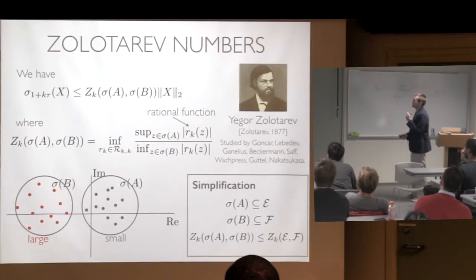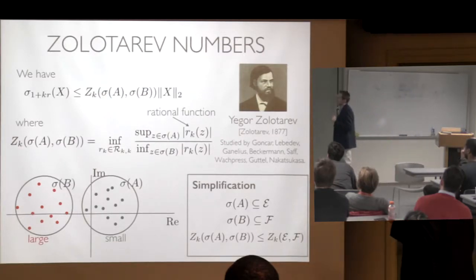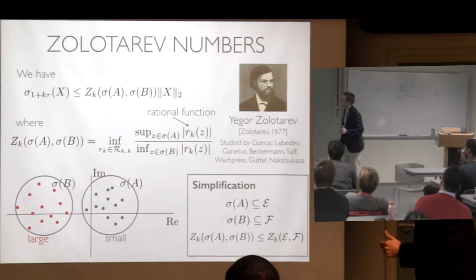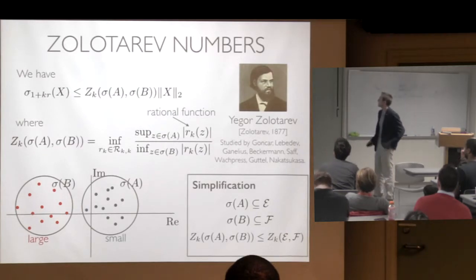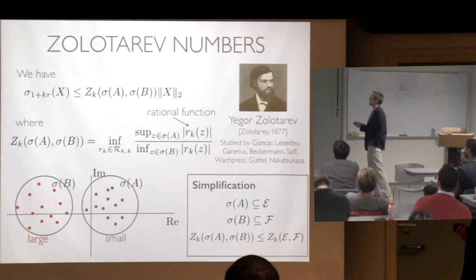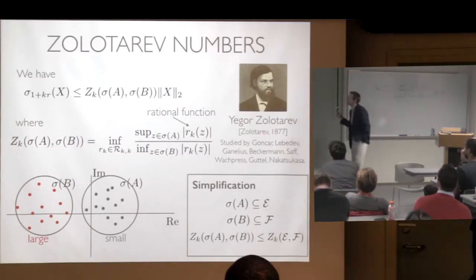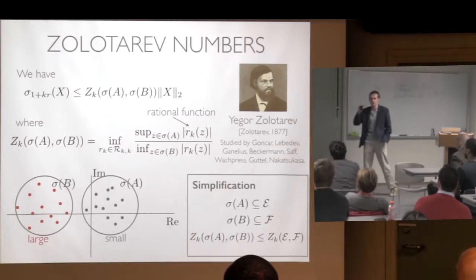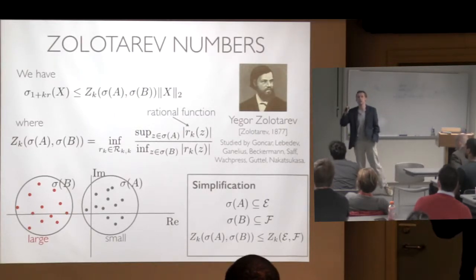So what is a Zolotarev number? And then I'll explain why they come up. What is a Zolotarev number? It's more abstract than the singular value, that's for sure. It was invented by Zolotarev, who was a student of Chebyshev. They were both interested in extremal problems, like best fit.